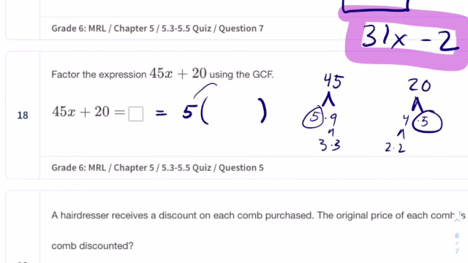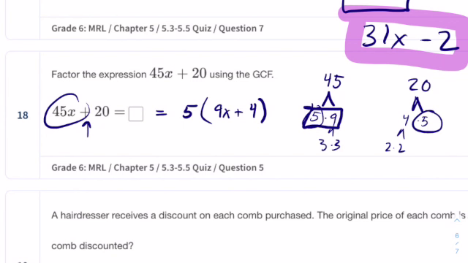So 5 times something is going to make 45x. Well, 5 times what number makes 45? That will be 9. You see over here, 5 times 9 makes 45. But not just 9, it will be 9x, right? Because 5 times 9 gets me the 45, but I have to have the x to get 45x. Then plus, because I have a plus sign in the problem, what number, 5 times what number makes 20? Basic multiplication, 5 times 4 is the one that makes 20.